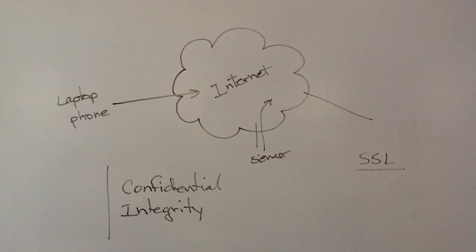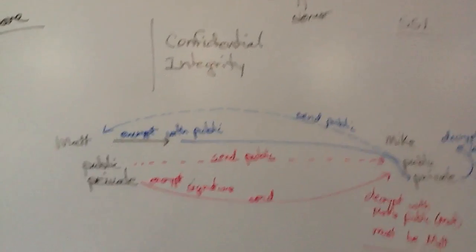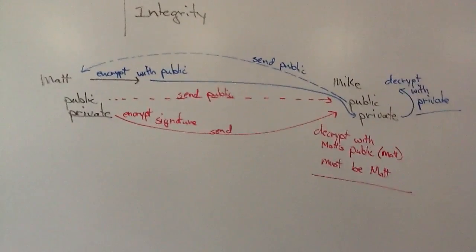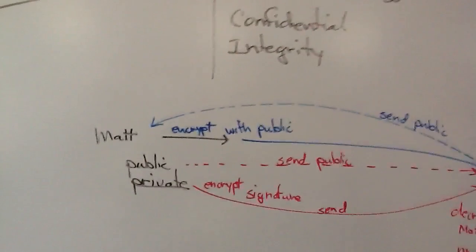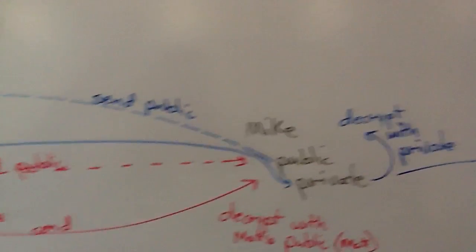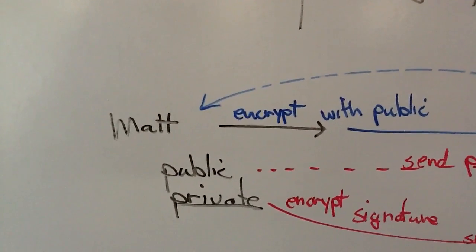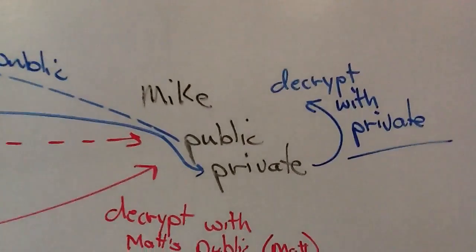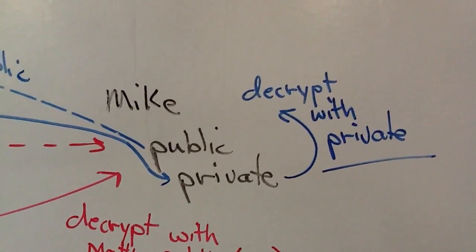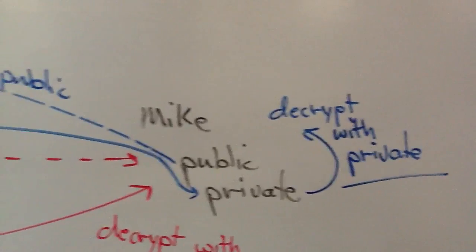Here we talked about the internet, talked about security of the internet. We reviewed this, and we did a little example here about how somebody might exchange some information. So if Matt needs to send a message to Mike, Mike can send his public key. Matt can use it to encrypt the information so nobody can read it. And then it goes over here, and Mike can decrypt it using his private key. Nobody else could decrypt it because nobody else has a private key.